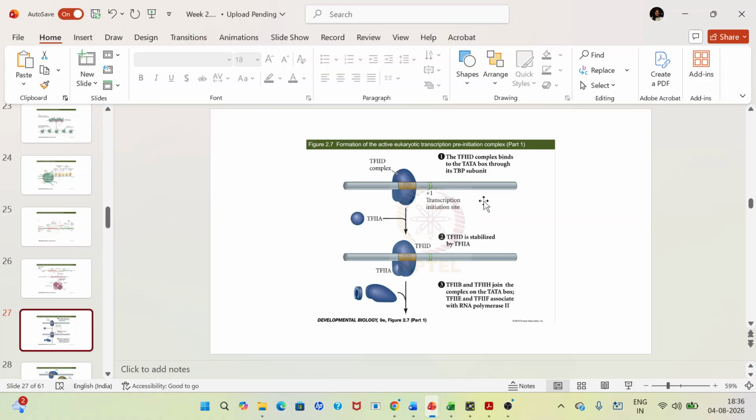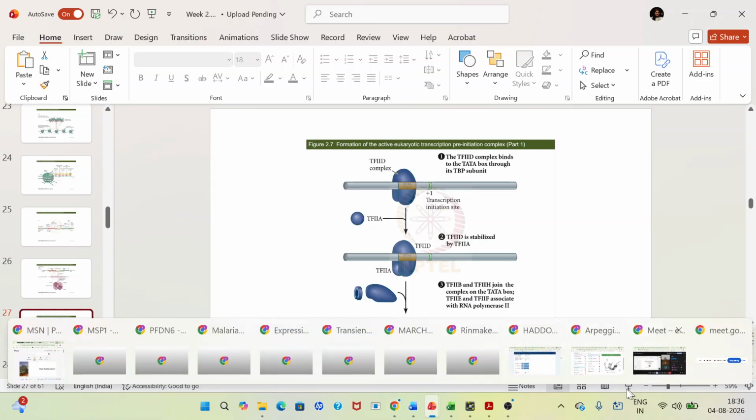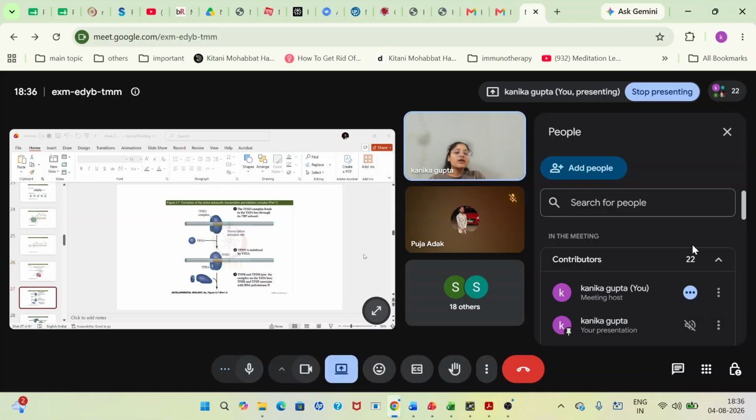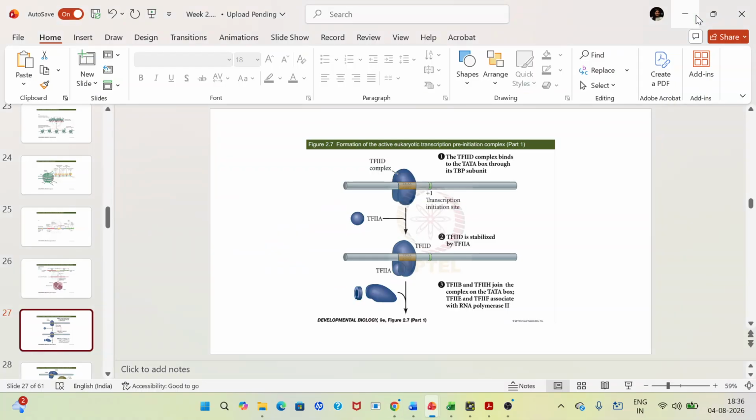So TF2D, transcription factor 2D complex, binds to this TATA box through its TATA box binding protein subunit. TF2D also has different subunits. One of them is TBP, which helps this TF2D complex in binding to the TATA box.